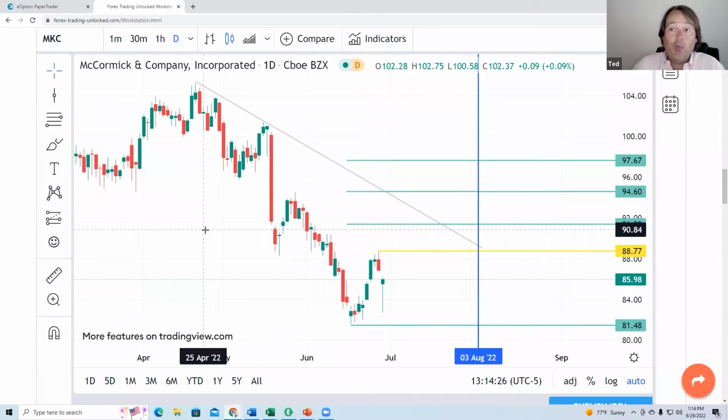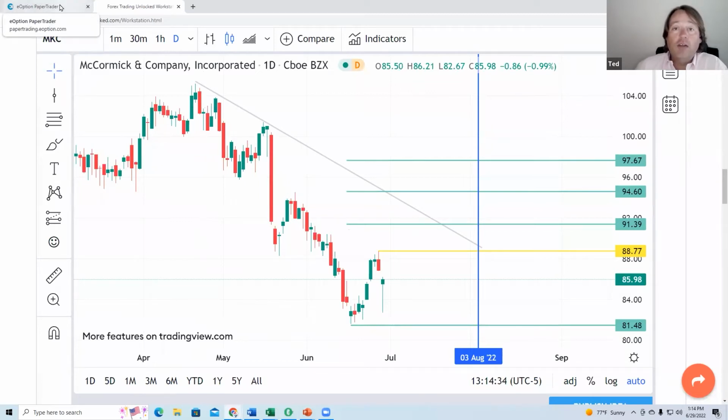Now, let's say you own McCormick right now. What would be some of the things you could do? Well, for right now, for instance, you could put on a covered call. A covered call is where you own the stock and you sell an option that will give you a little bit of a premium. So while the market is going lower and you're losing short-term value in your stock, you get paid a little bit of money to kind of pad that loss.